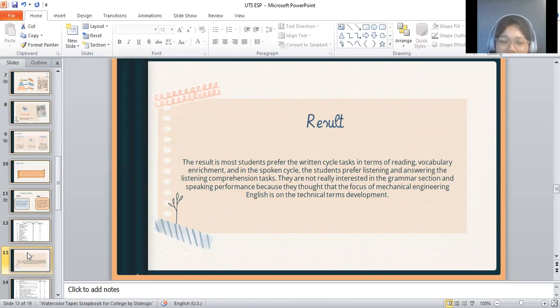They are not really interested in the grammar section and spelling performance because they thought that the focus of mechanical engineering English is on the technical term development.